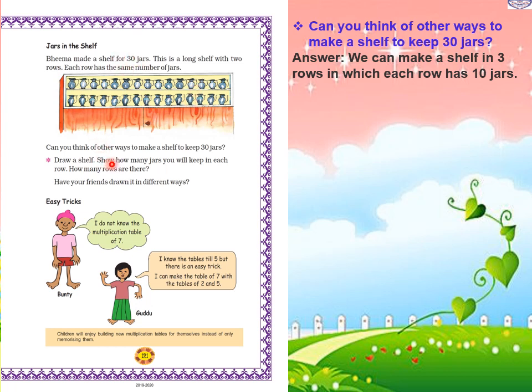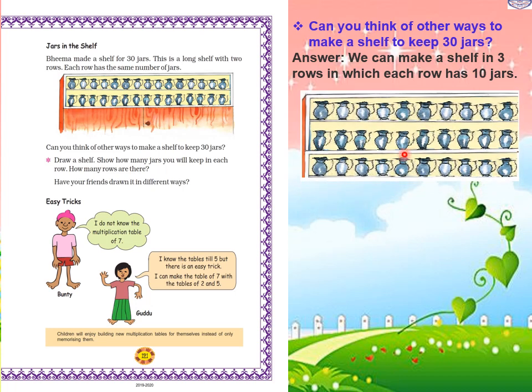In the same way, now we have made a shelf of 3 rows, and in each row how many jars are we keeping? 10. So this way we will make a 3-row shelf, and we will keep 10 jars in each row, which makes 30 jars. So this is the other way we can keep 30 jars on a shelf. Draw a shelf, show how many jars you will keep in each row. How many rows are there?